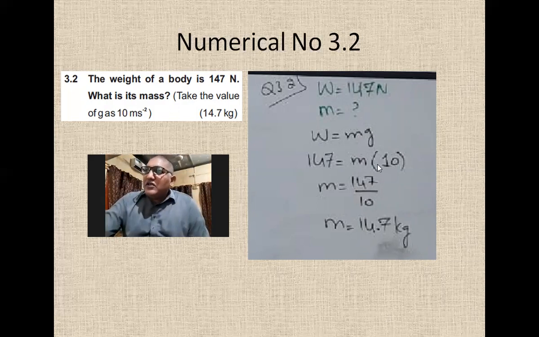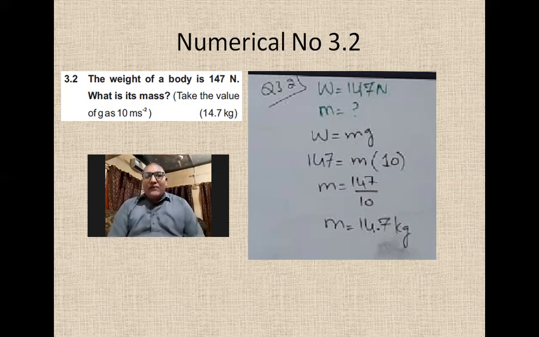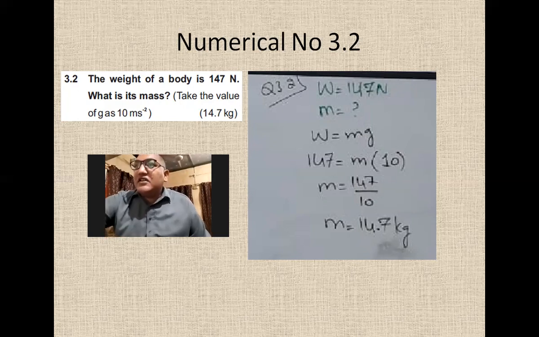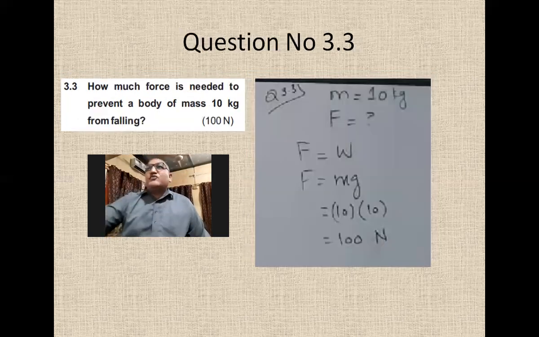So you can see I've substituted these values here. This 10 multiplying with m will go to the other side. It will divide there. So m equals 147 divided by 10. So m will be 14.7 kg. So very simple and easy question. Hope you understood this. So that was 3.2. So let's move to the next numerical.